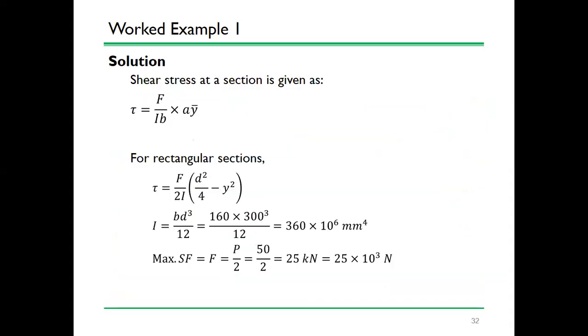Substitute y is equal to 150 into this equation. Y is equal to 150 mm. Put it into this equation and calculate and tell me what you get. Calculate it and tell me the answer in the message box.